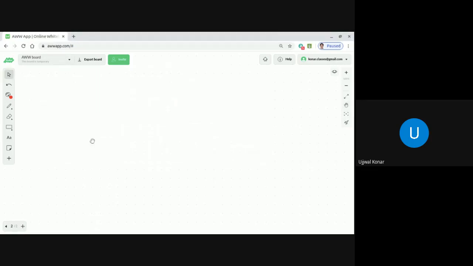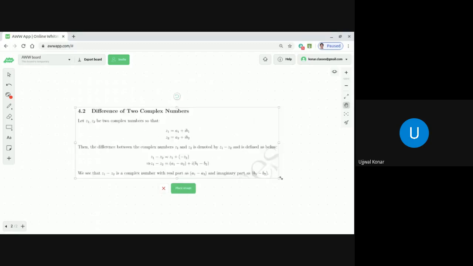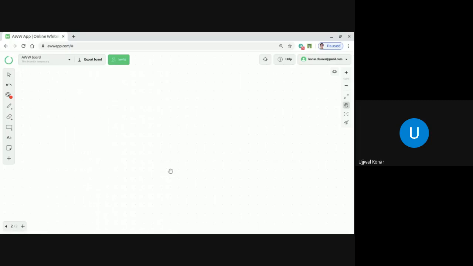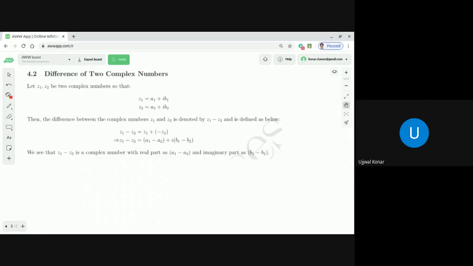So I'm going to a new page. As you see, dear students, the difference of two complex numbers. Let Z1 and Z2 be two complex numbers so that Z1 is equal to A1 plus iB1 and Z2 is equal to A2 plus iB2, the way we represent complex numbers. Then the difference between the complex numbers Z1 and Z2 is denoted by Z1 minus Z2 and is defined as Z1 plus of minus Z2.